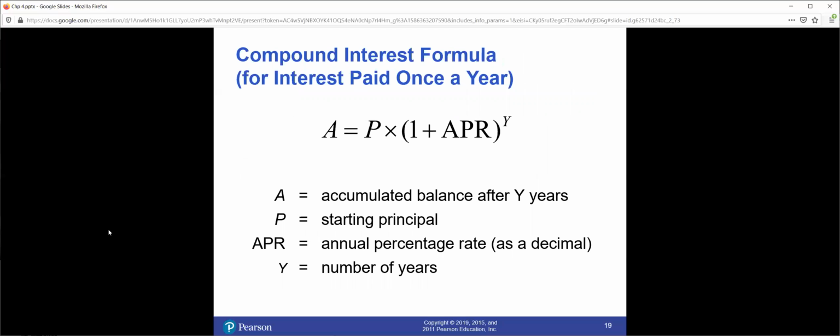Compound interest follows this scary, but in fact rather simple formula: A equals P times (1 plus APR) raised to the Y. In this example, P is your starting principal amount. P is the loan amount, for example. APR is not 3 separate letters. It's in fact one thing, and it's your annual percentage rate. APR stands for annual percentage rate. It's a rate. We've talked about rates in this class before, and you treat that rate as a decimal. Y is the number of years you're paying interest, and A is the accumulated balance, or how much you paid after Y years.